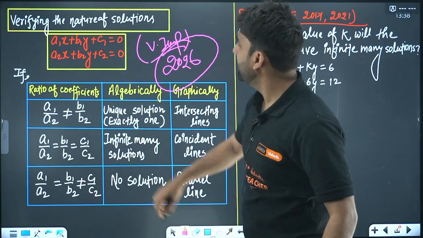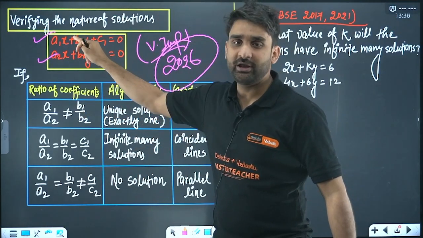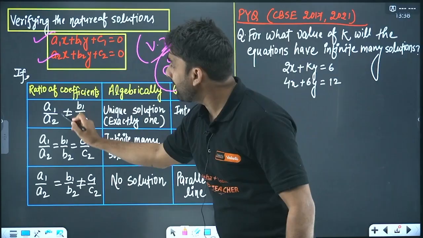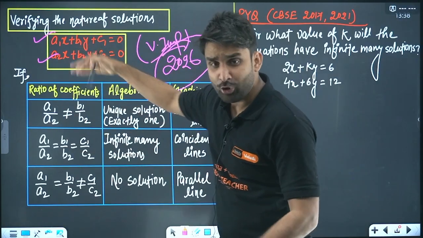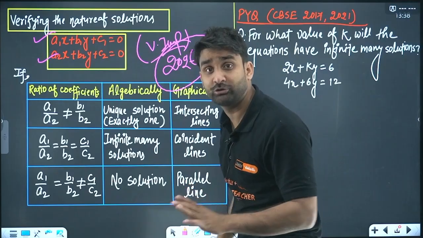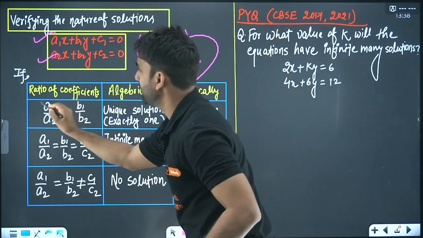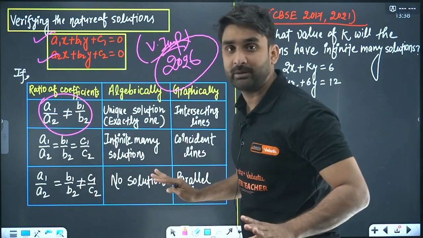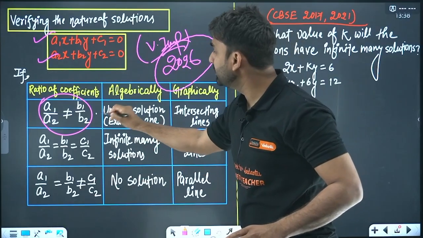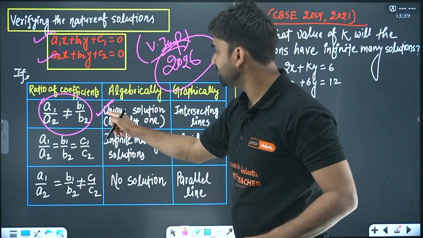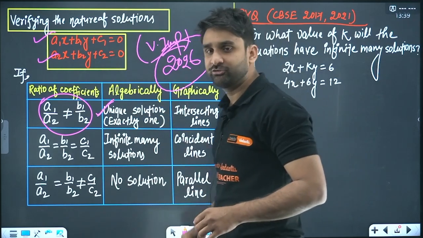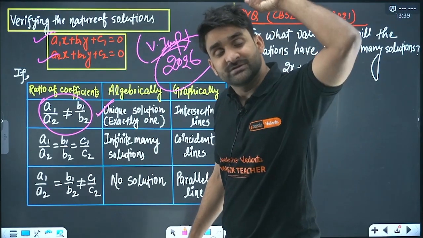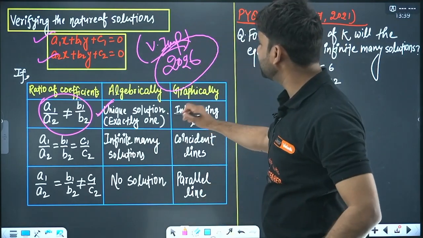Look at the chart, my dear. If we are taking two linear equations in two variables, a1x plus b1y plus c1 equals 0, a2x plus b2y plus c2 equals 0. Now if we compare the coefficients of both the linear equations, if this condition is satisfied, a1 by a2 is not equal to b1 by b2, then on graphical representation, a unique solution will be there. If we solve it algebraically, a unique solution will be there. It means exactly one solution will be there. And if you draw the graph of the same linear equations, intersecting lines will be there.